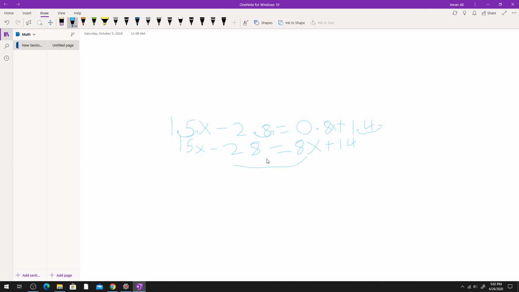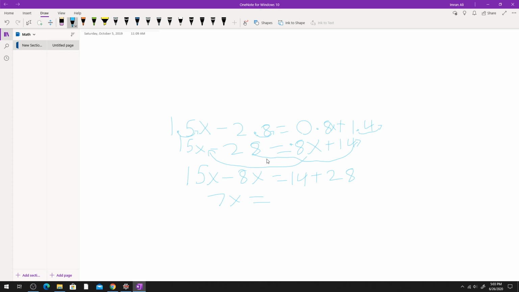Now we do this normally. 8x comes all the way over here. 15x. This sign was a positive. Now it's a negative when it's crossed the equal sign. 8x. Now 14 was already there. Negative 28. 28 comes all the way over here. That was negative. Now it's a positive. Plus 28. 15x minus 8x is 7x.